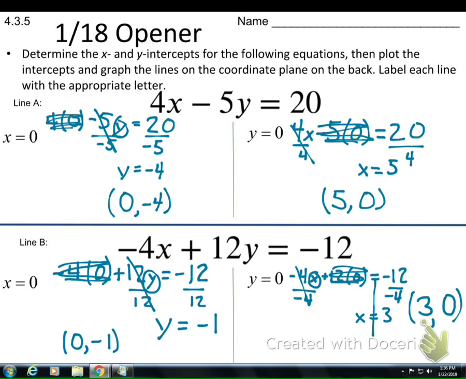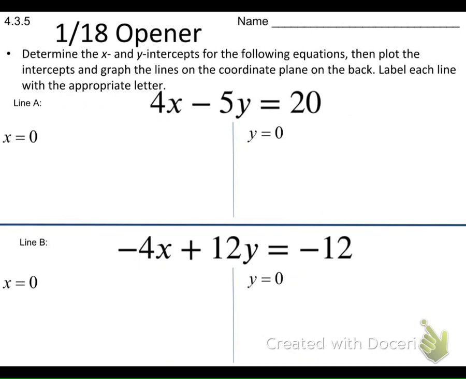And then if you look at the instructions, it says that you are supposed to plot the points and graph the line, right? So I'm writing these down so I don't lose it. 3, 0. I hope everyone's paying attention because this is what's on your quiz. Does everyone have this written down? Yes, ma'am. Okay.